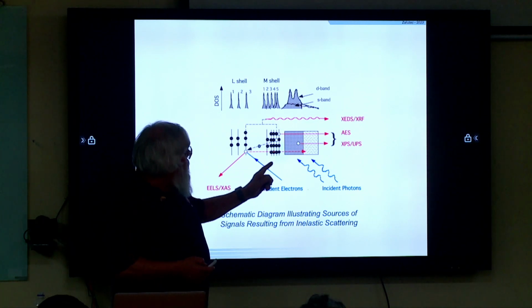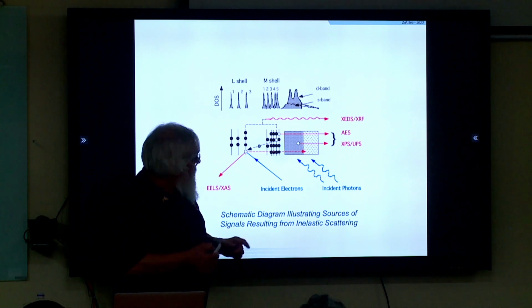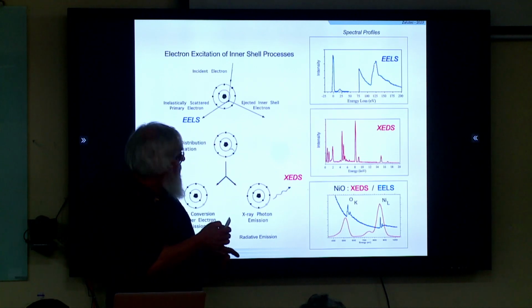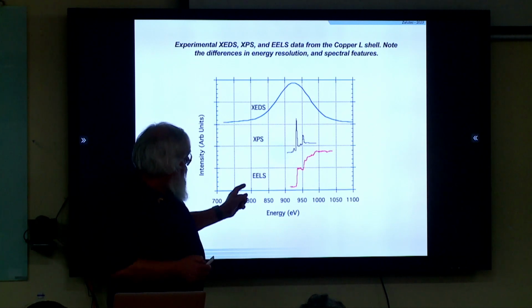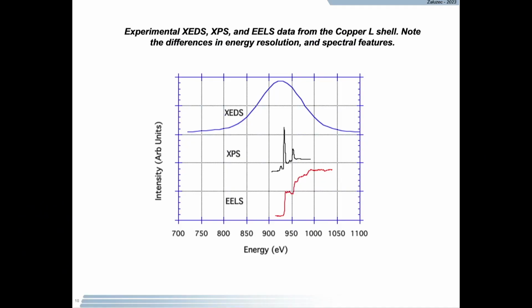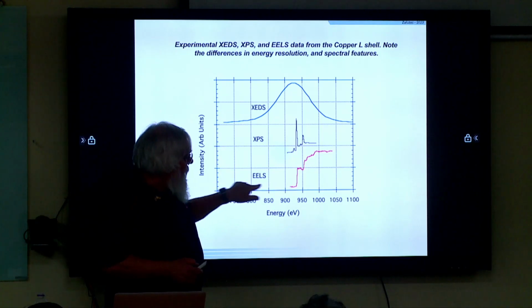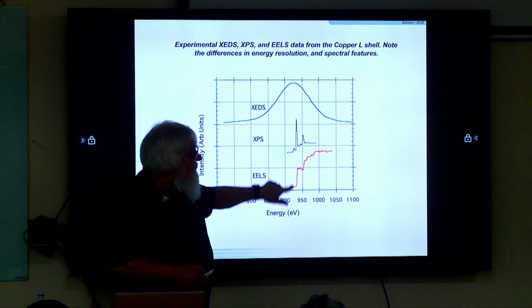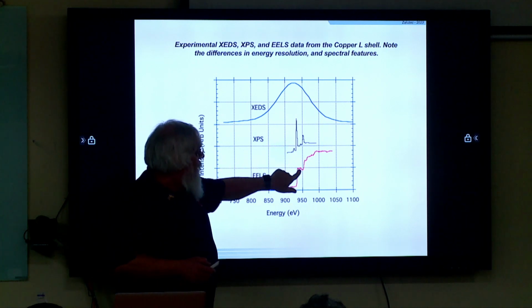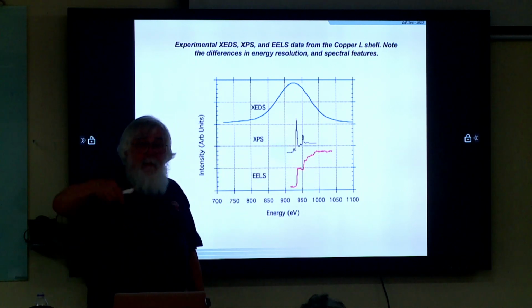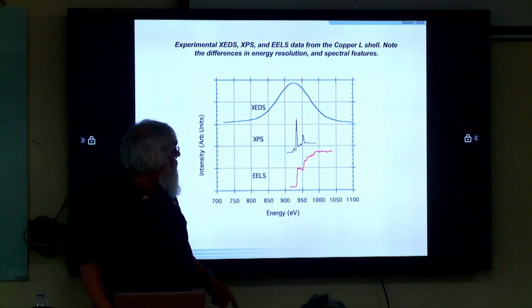If we look at an electron loss spectrum from copper. This is copper, this is copper, this is copper, all copper. Here we're looking at electrons coming in, not electrons out, when we look at information about the empty density of states above the Fermi level.